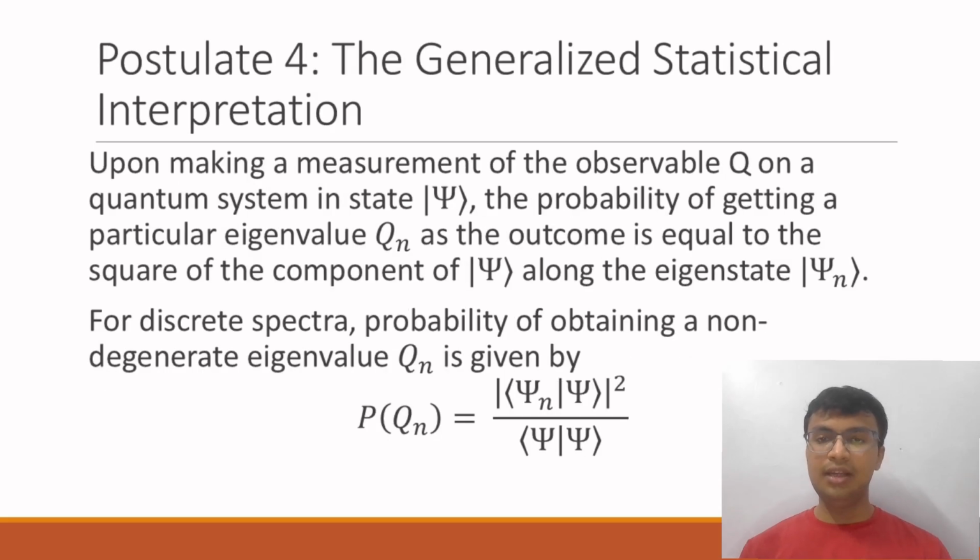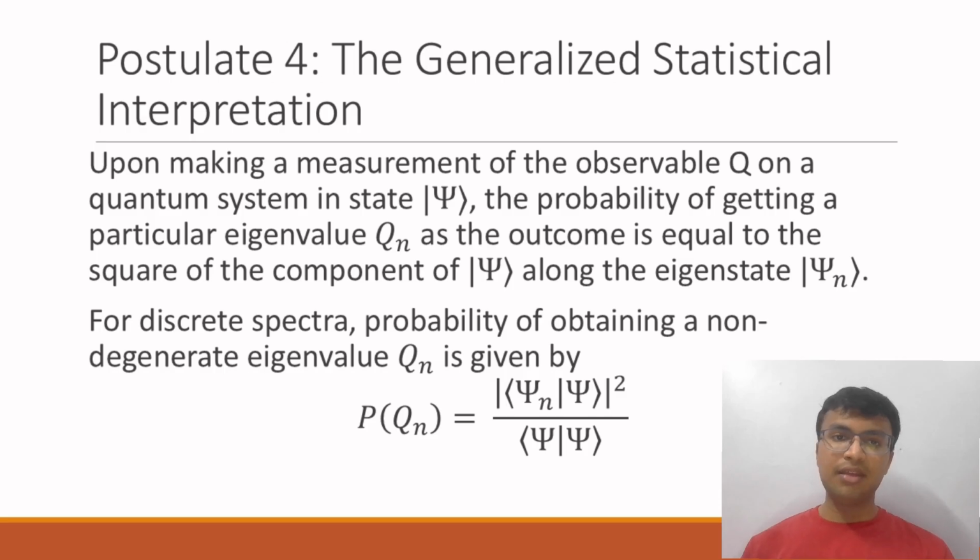The next postulate, often called the generalized statistical interpretation, tells us the probability of getting different outcomes, different eigenvalues, as the outcomes of measurements. So it tells us that the probability of getting a particular eigenvalue qn as the outcome is equal to the square of the component of psi along the eigenstate psi n. We can come up with the explicit expression for the probability as given in the slide.